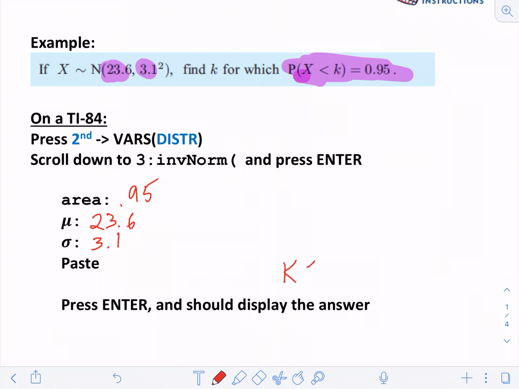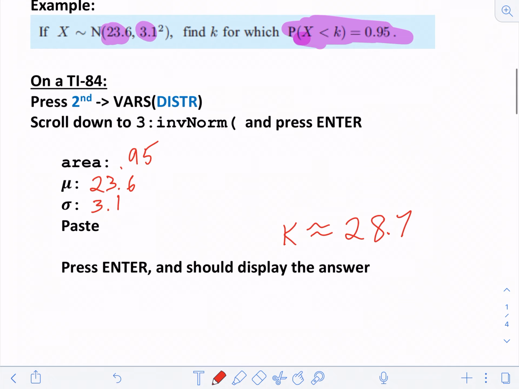Then you go down to paste and hit enter, and you should get a k value. If you think of it as a z-score, right? It's that value, or sorry, not the z-score. It's the x value where everything to the left of that is going to be 95% underneath the curve, and I get a k of 28.7 approximately. And that's what my k value is.